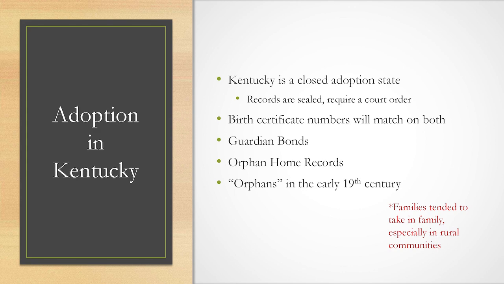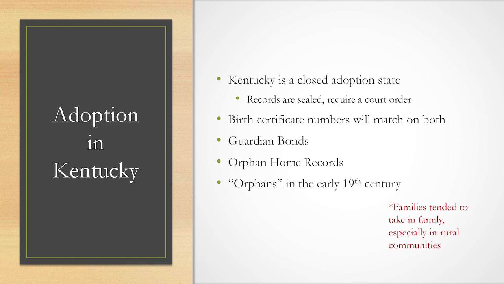Adoption in Kentucky. Kentucky is a closed adoption state. Records are sealed, and you need a court order. That's pretty much it if you're trying to do modern adoptions in Kentucky. If you do research for someone, or if you yourself want to find out, you're going to have to get a lawyer involved. I will tell you this though, there will be 2 birth certificates, one for the biological parents and one for the adopted.